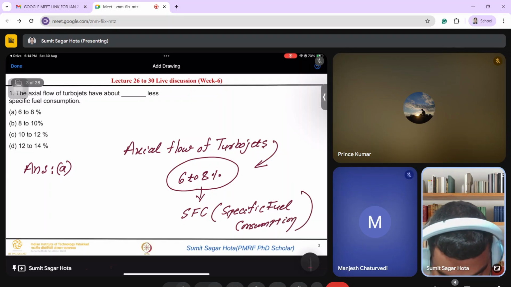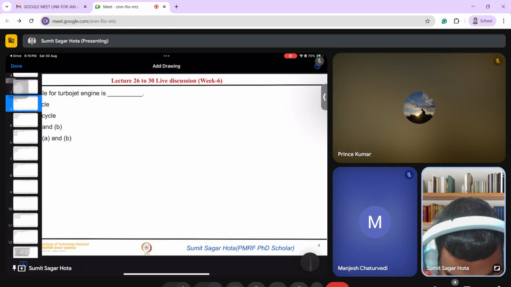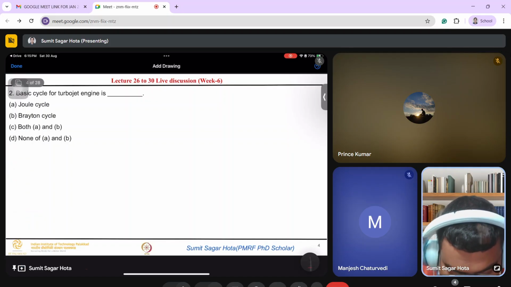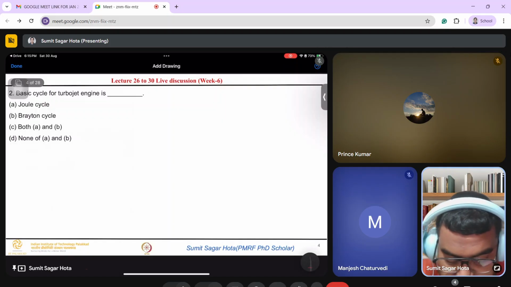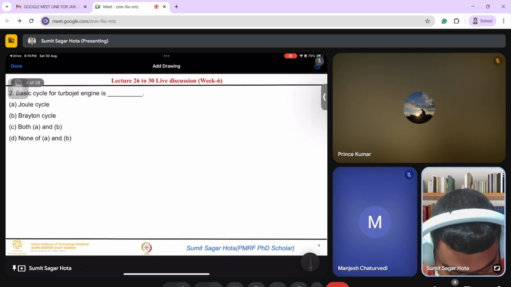Quickly go to the next one. The basic cycle of a turbojet engine is what? All these engines, we know very well, work on the Brayton cycle, otherwise known as the Joule cycle, for any kind of turbojet engine. It should be noted that both are the same.